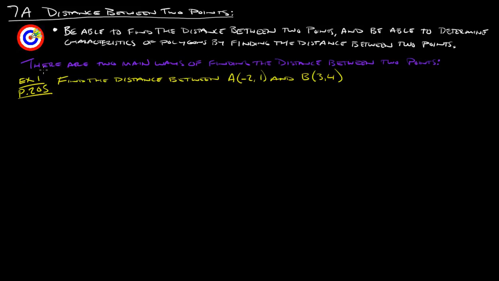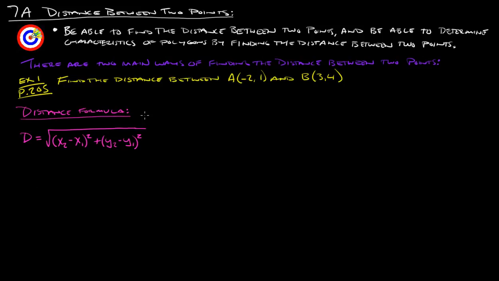First thing, there are two main ways of finding the distance between 2 points. We're going to take a look at example 1 from page 205 to look at those two different ways. We're going to find the distance between -2, 1 and 3, 4, so the distance between point A and point B. The book takes you through this way, which is using the distance formula, which works every time. You did this in geometry as well. So let's take a look at doing this with the distance formula.